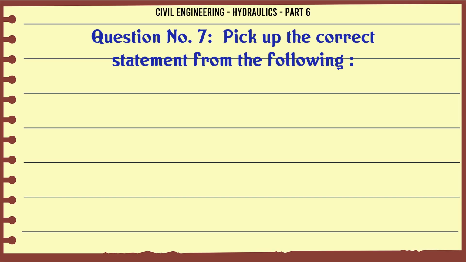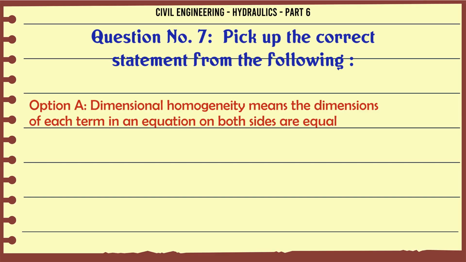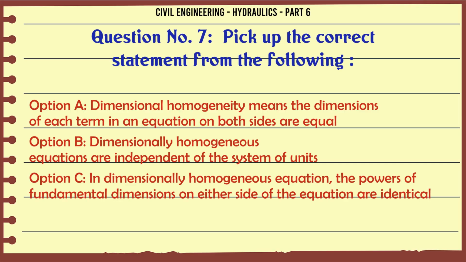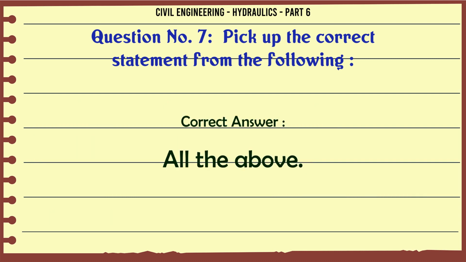Pick up the correct statement from the following. A. Dimensional homogeneity means the dimensions of each term in an equation on both sides are equal. B. Dimensionally homogeneous equations are independent of the system of units. C. In dimensionally homogeneous equation, the powers of fundamental dimensions on either side of the equation are identical. D. All the above. The correct answer is all the above.